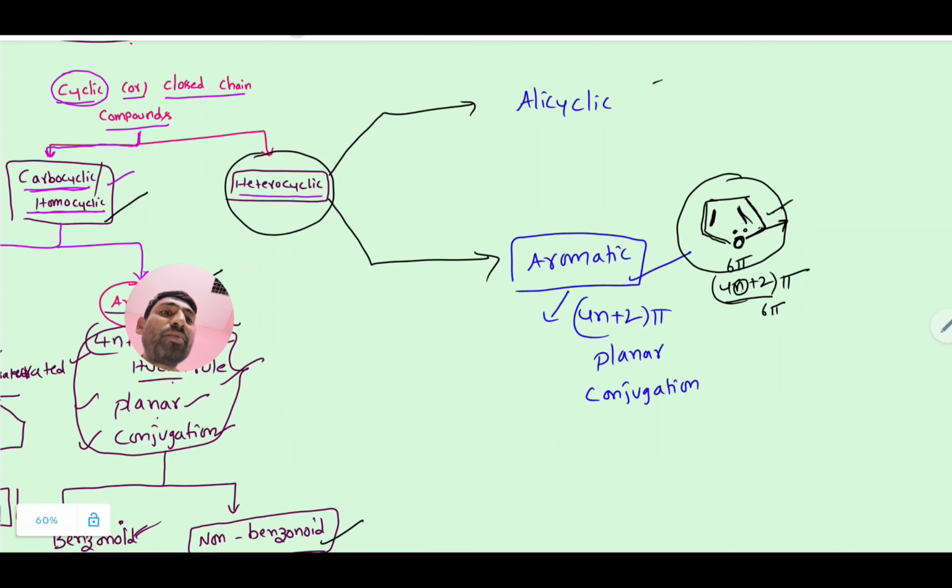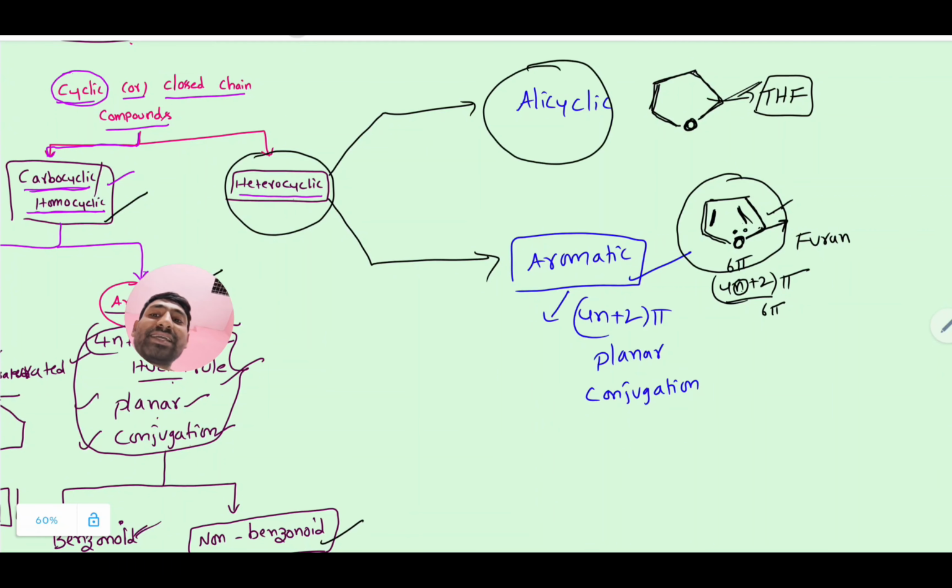An alicyclic compound is one that does not follow Huckel's rule and does not behave like an aromatic compound. For example, this is tetrahydrofuran. Before, we discussed that one is called furan. This is tetrahydrofuran, guys. It contains oxygen in the ring, but it has no conjugation like this. So this compound is considered a heterocyclic compound, but not an aromatic compound. It is simply an alicyclic heterocyclic compound. This other one is called an aromatic heterocyclic compound, guys.